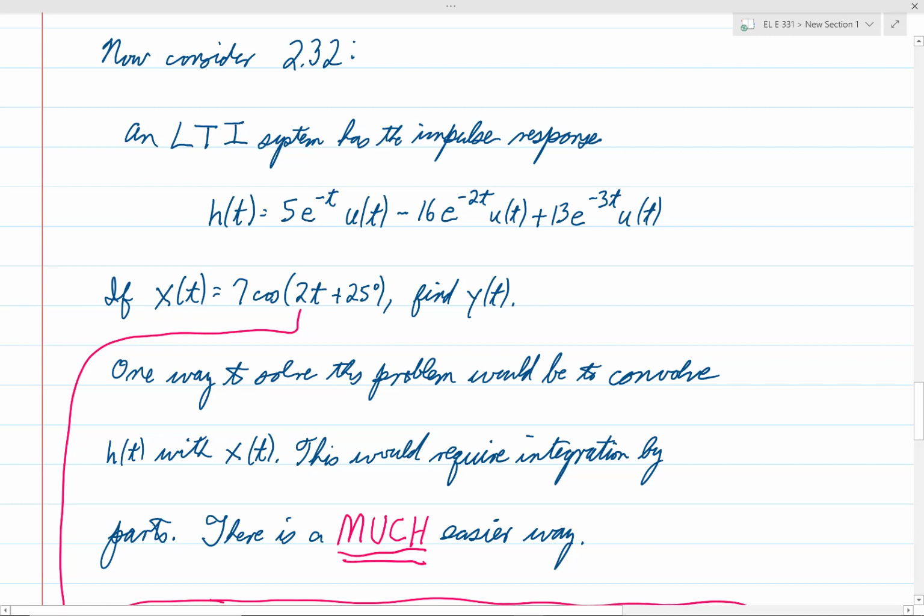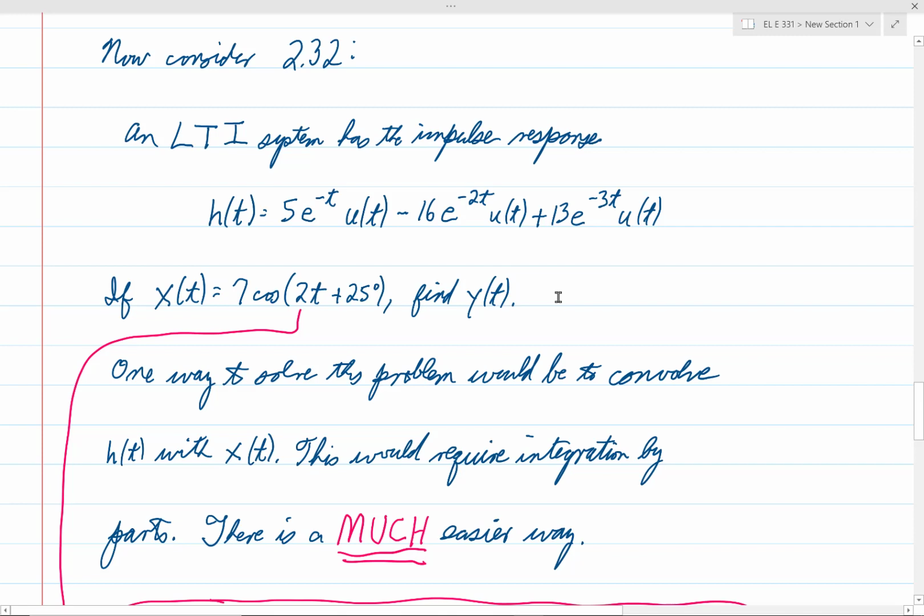Now let's look at still another problem, and this one is problem 232 in your textbook. It says that a linear time invariant system has the impulse response h of t equals 5 e to the minus t u of t minus 16 e to the minus 2t u of t plus 13 e to the minus 3t u of t. That's the impulse response of the system under consideration. Now, it says if the input x of t is equal to 7 cosine of 2t plus 25 degrees, find the output y of t.